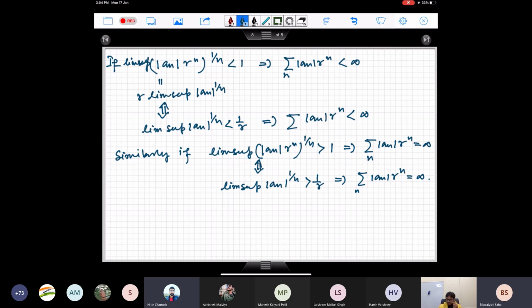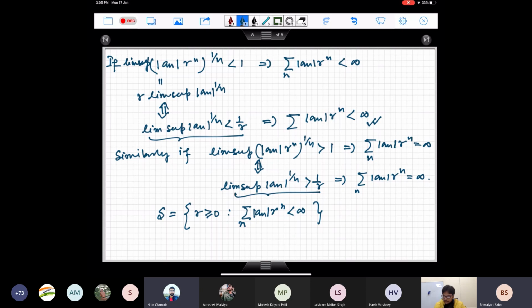So we notice these things. Now let us come to the set S. So what was the set S? The set S was the set of all positive r such that the sum of |a_n| r^n is finite. From here it should be clear what the threshold is. So S is this set, and my radius of convergence is the supremum of this set. The moment this quantity is less than 1 over r, the series is finite, and the moment it is bigger than 1 over r, the series is infinite.